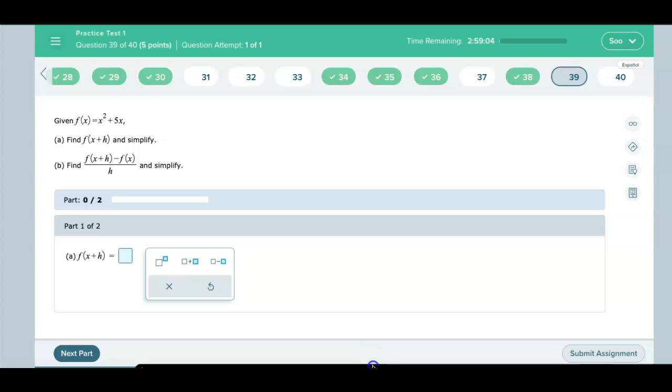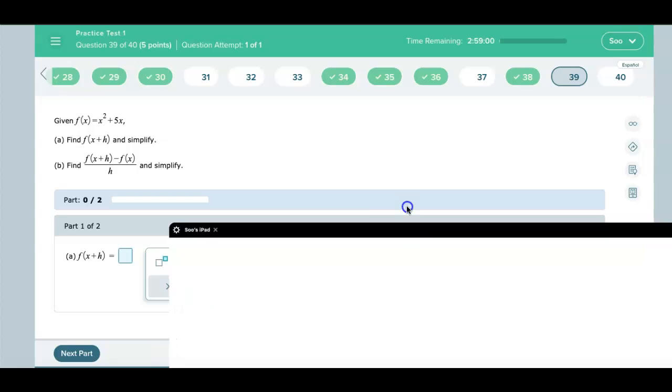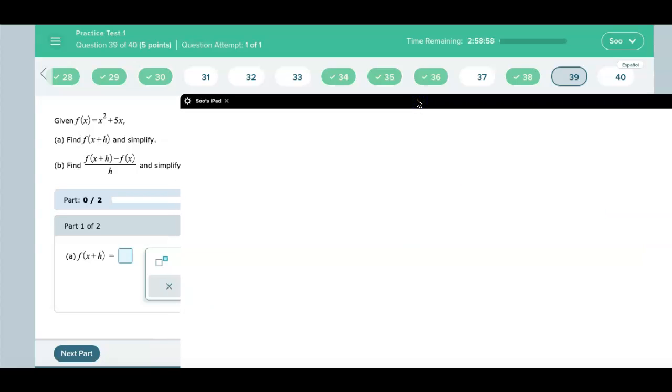Number 39 is a difference quotient problem. So definitely I need to write some work down. So first, let's look at the function. I got a binomial quadratic. F of x is x squared plus 5x.